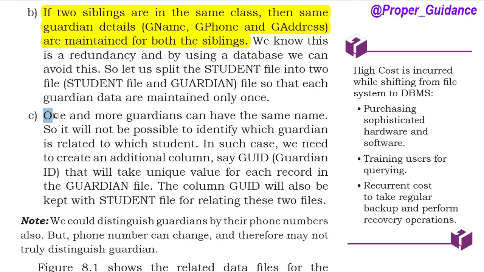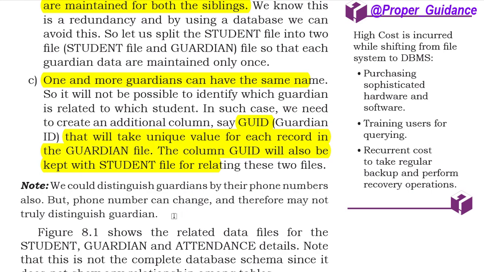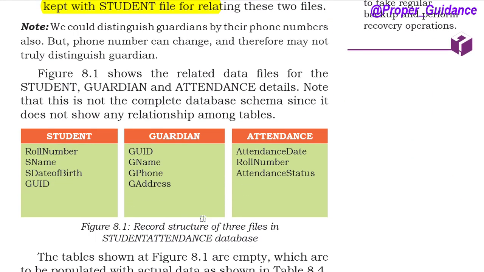Next point, one or more guardians can have the same name. So it will not be possible to identify which guardian is related to which student. In such a case, we need to create an additional column, say GUID, meaning guardian ID, that will take a unique value for each record in the guardian file. The column guardian ID will also be kept with the student file for relating these two files. We could distinguish guardians by their phone numbers also, but phone numbers can change and therefore may not truly distinguish a guardian. So now figure 8.1 shows the related data files for the student, guardian and attendance file details.